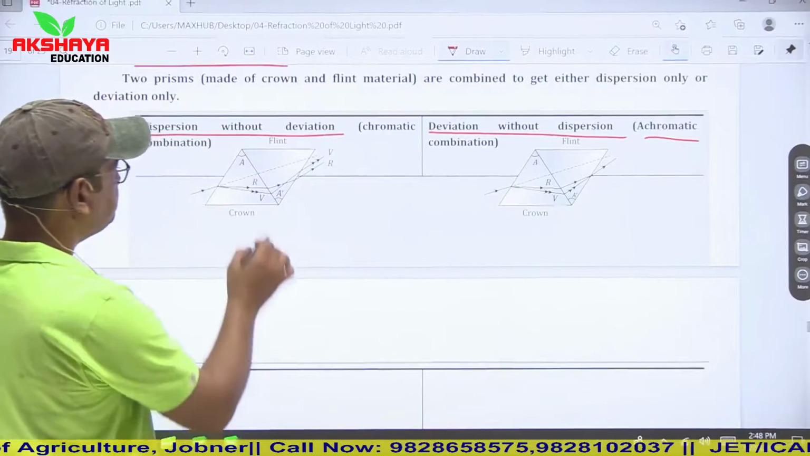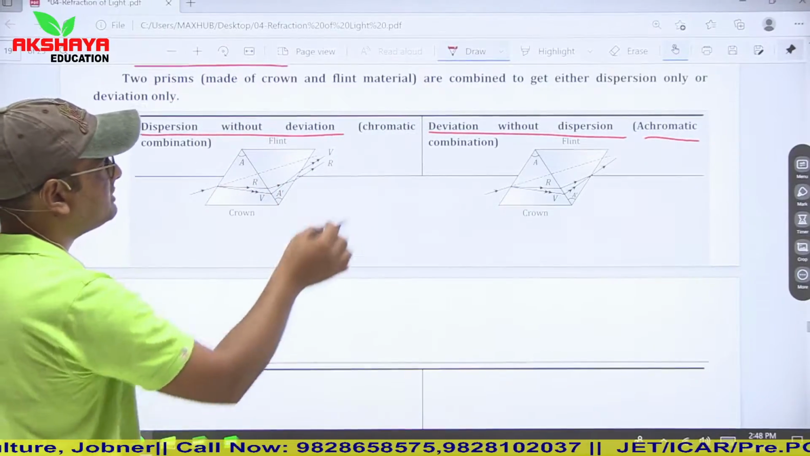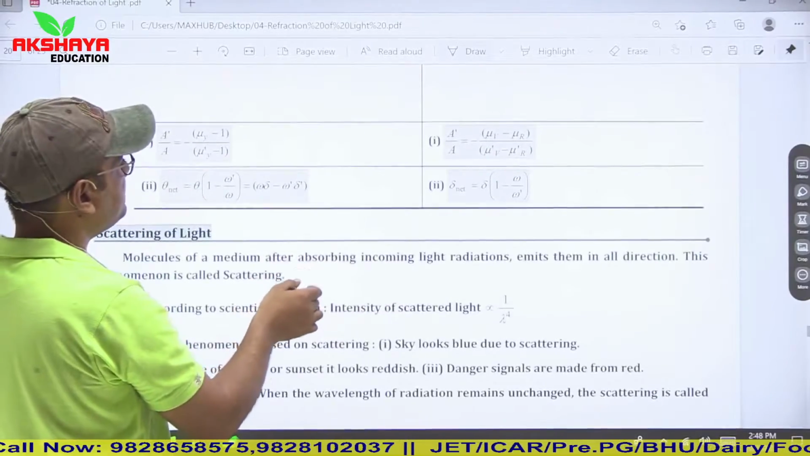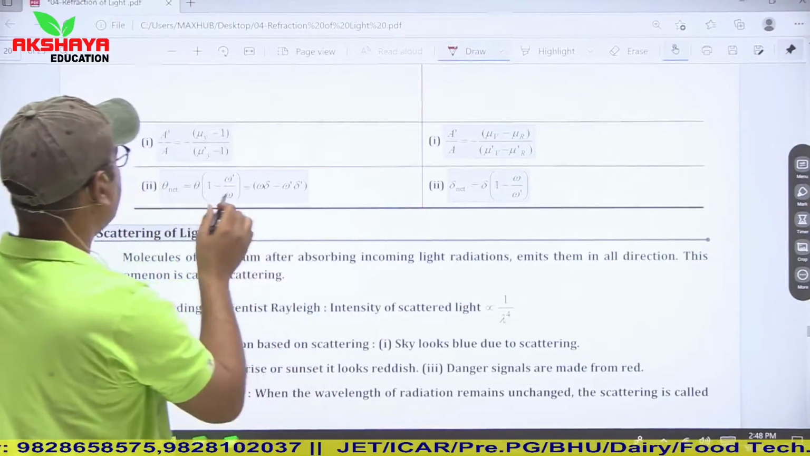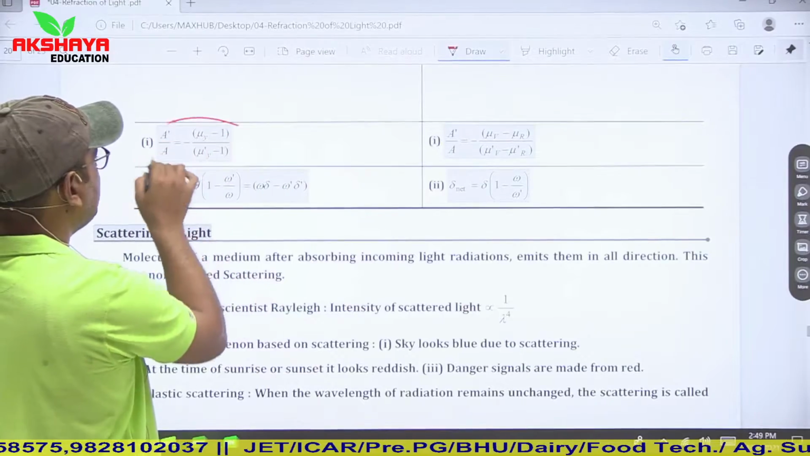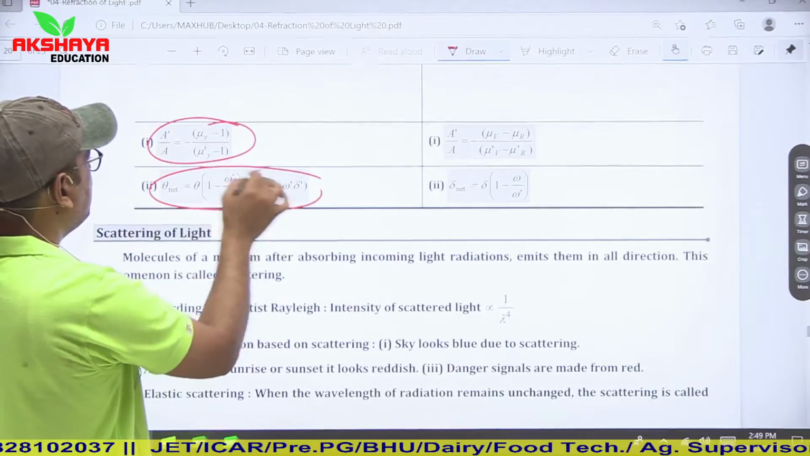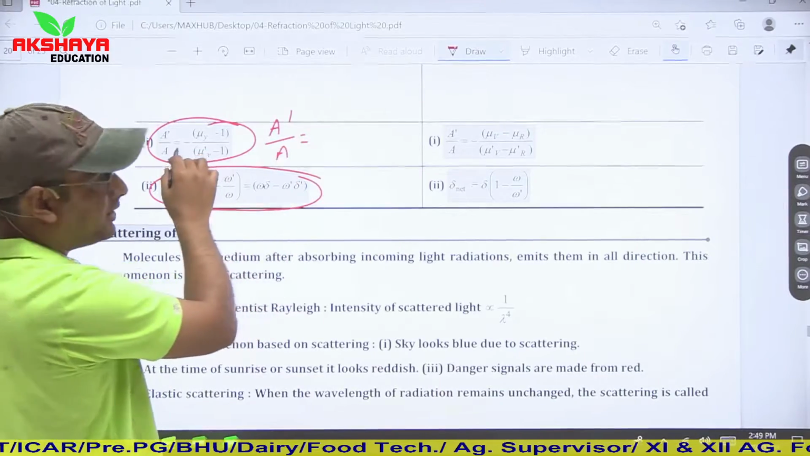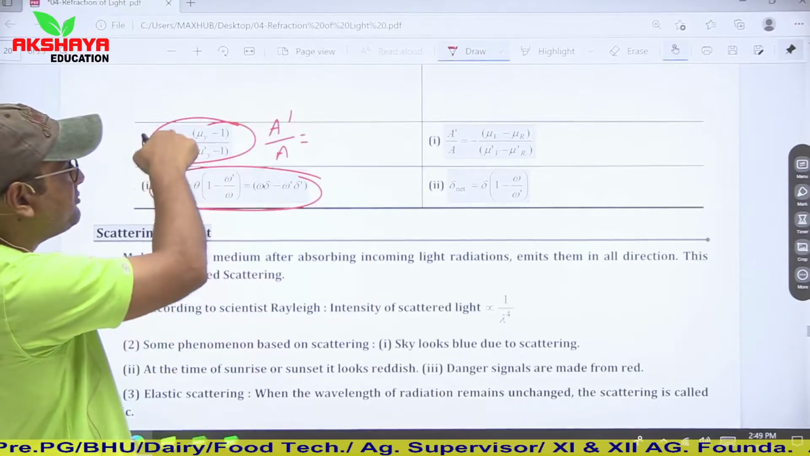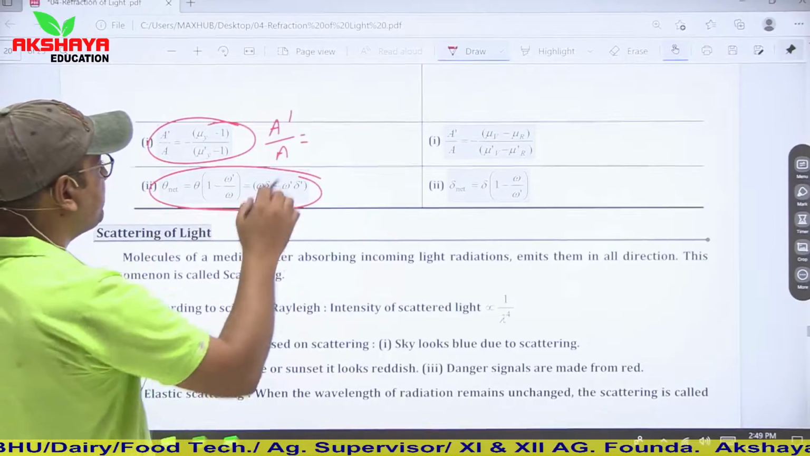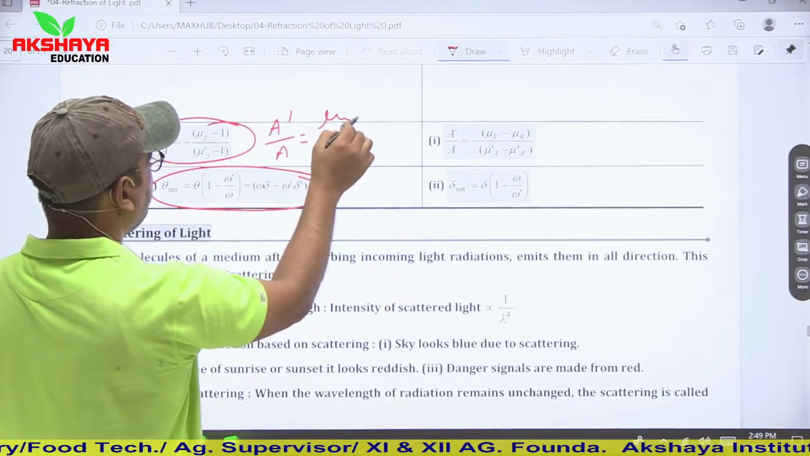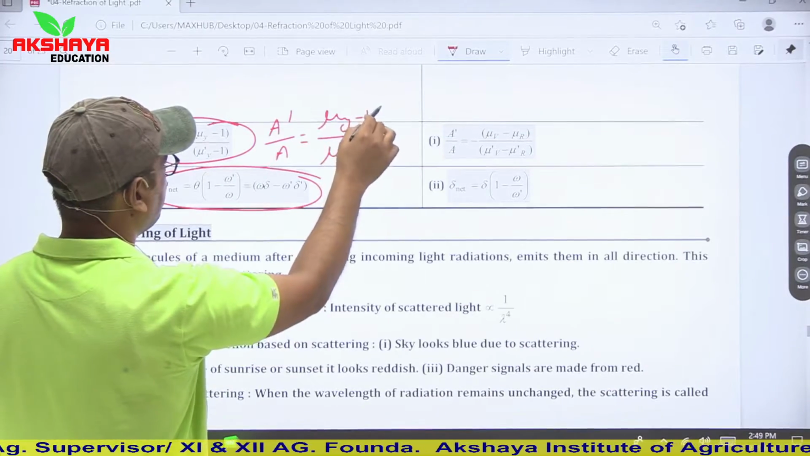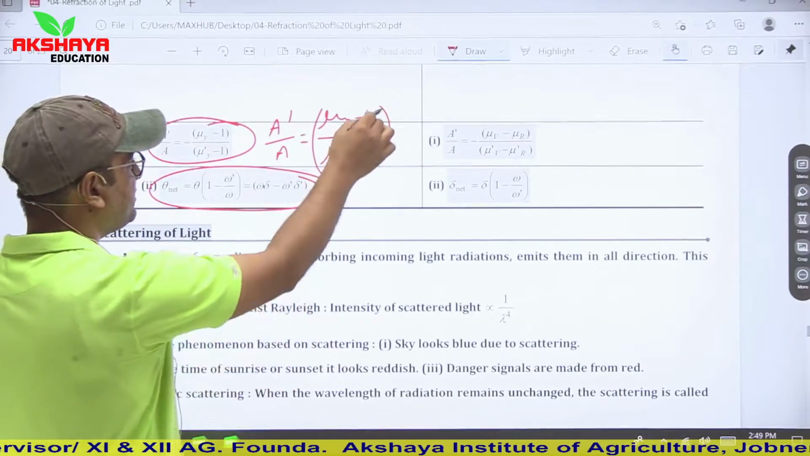So let us have a look. These two combinations are given. What is happening in these cases? In these cases you simply have to keep in mind these two relations. A dash upon A, where A and A dash are the angles of prism for both the prisms, is equal to (mu y minus 1) upon (mu dash y minus 1). So this is the standard relation.